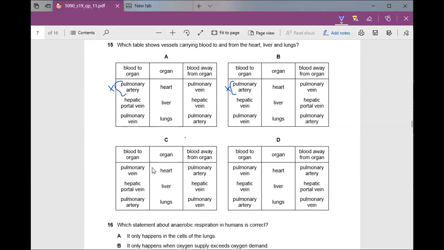Here pulmonary vein is there, pulmonary vein is there. Come to this one, second one, liver. Hepatic portal vein supplying blood to the liver? Yes, it is correct, because liver is the important organ that is receiving blood from two blood vessels. One is hepatic artery and second one is hepatic portal vein. Hepatic vein is not supplying blood to the liver. It carries blood away from the organ. So C is the correct option. You can check the lungs also, pulmonary artery and pulmonary vein.